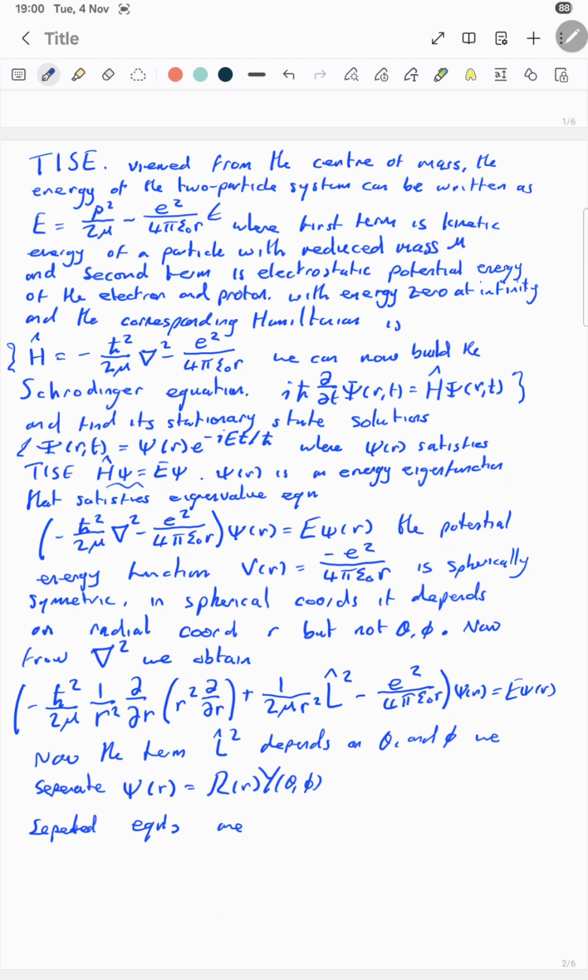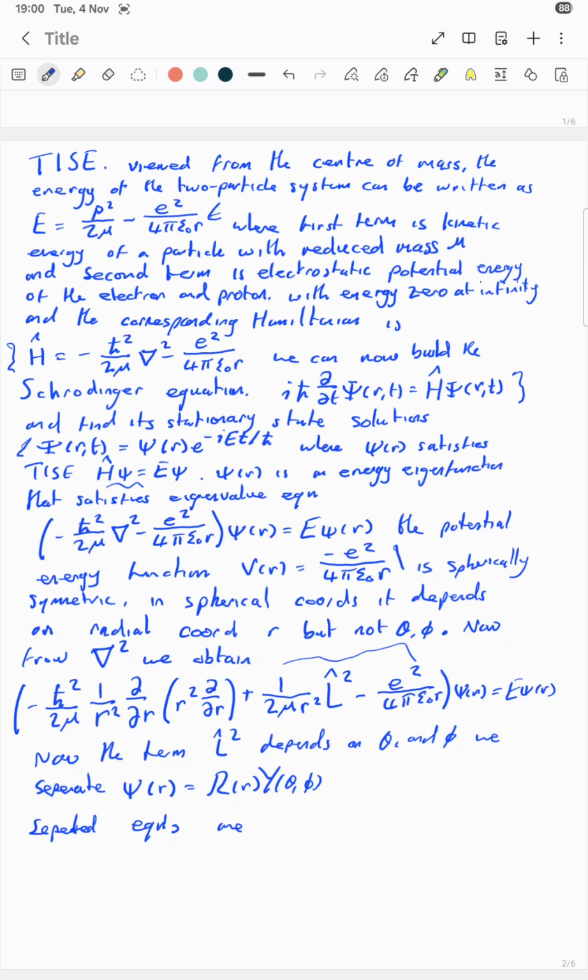Now the potential energy function, V of r equals minus e squared over 4 pi epsilon naught r, which you'll recognize from classical electromagnetism. The Coulomb potential is spherically symmetric, which is in essence Coulomb's law. In spherical coordinates, it depends on the radial coordinate r, but not on theta and phi. Now from del squared we obtain this, which we wrote out a couple of times now.